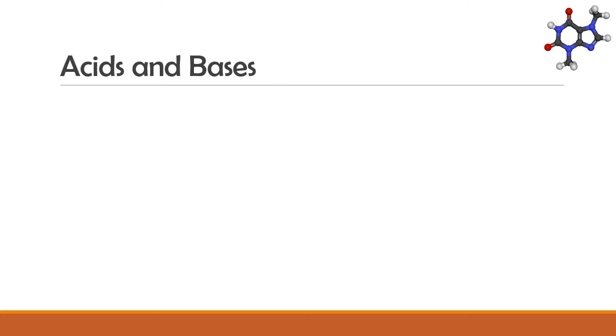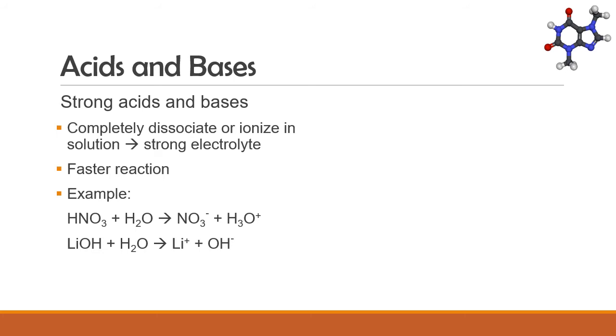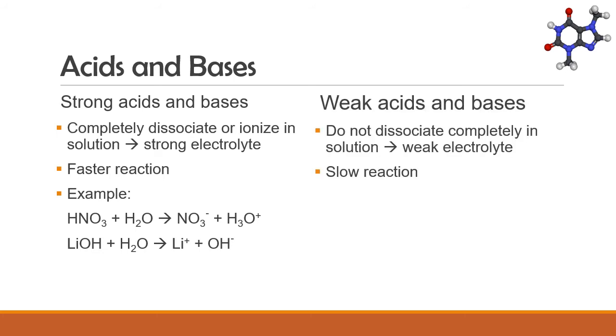Acids and bases can also be classified as either strong or weak depending on how they behave in a solution. Strong acids and strong bases have the same characteristics. They completely dissociate or ionize in solution, forming strong electrolytes, and their reactions are faster. An example of a strong acid is nitric acid. An example of a strong base is lithium hydroxide.